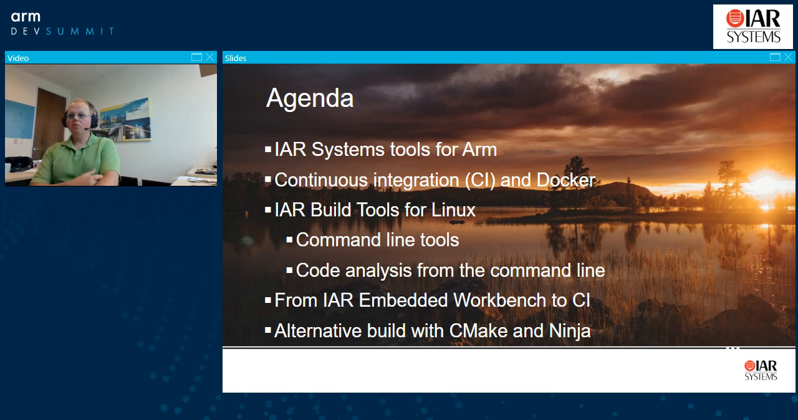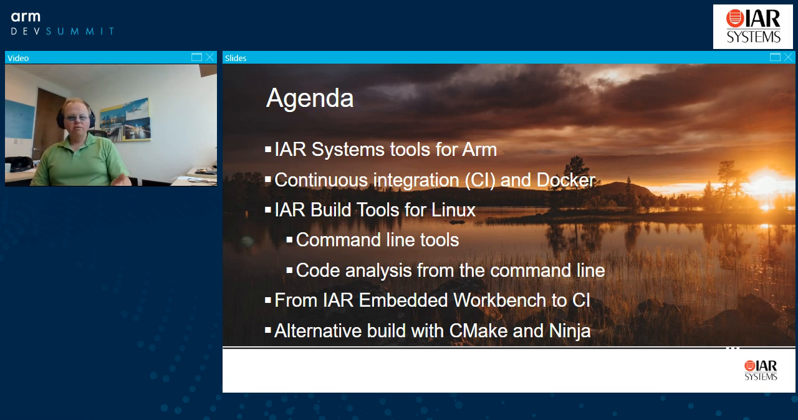And then we're going to continue on to talk about the build tools for Linux that we've created, and we'll discuss how you invoke these from the command line. We'll also talk about code analysis from the command line, and then we'll talk about how you can move from the Windows-based Embedded Workbench into continuous integration. You can do that continuous integration both from the Windows side and the Embedded Workbench for ARM, as well as the Linux side, which is our BXARM product, or the build tools for ARM.